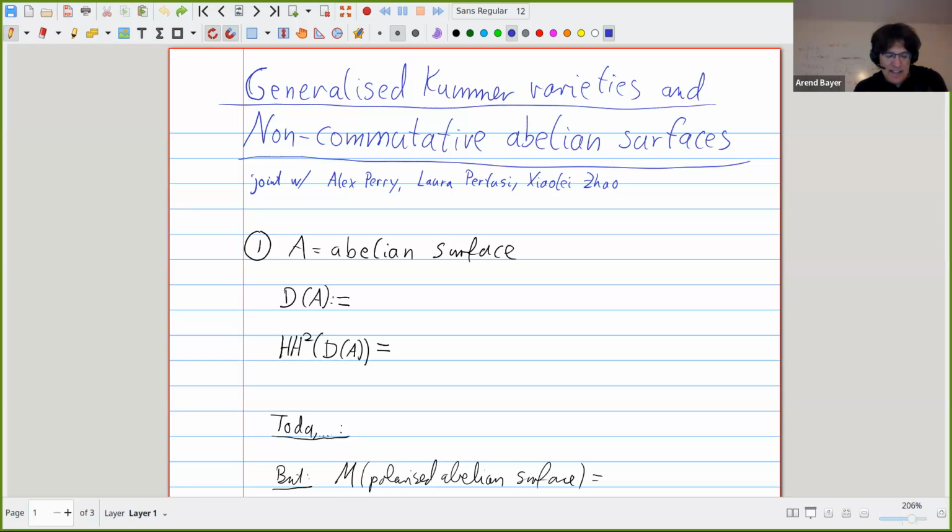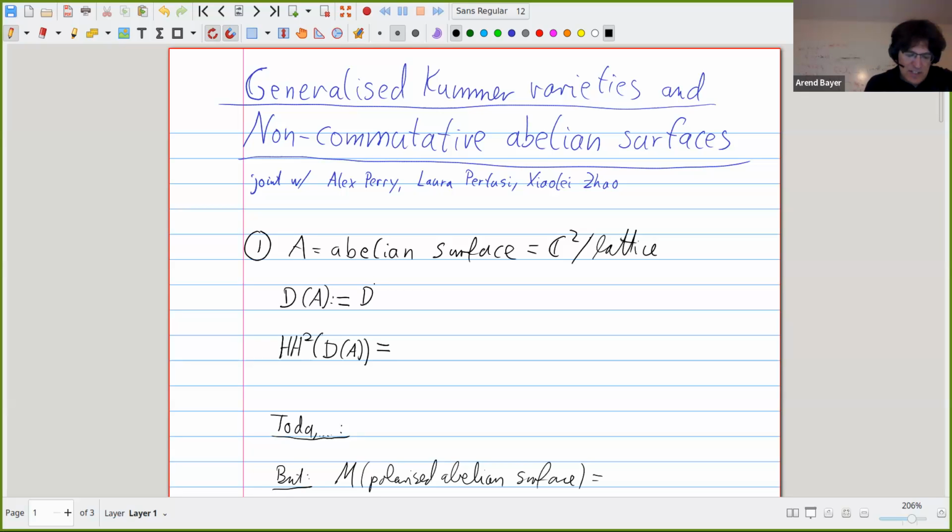As the title says, what I'll focus on today are what we call non-commutative abelian surfaces. To explain what I mean by this, let's start with an abelian surface, which is a two-dimensional algebraic variety that's also a commutative group, and so I can always think of it analytically as C^2 modulo a lattice. But I always insist on it having an algebraic class, that is, being a projective variety.